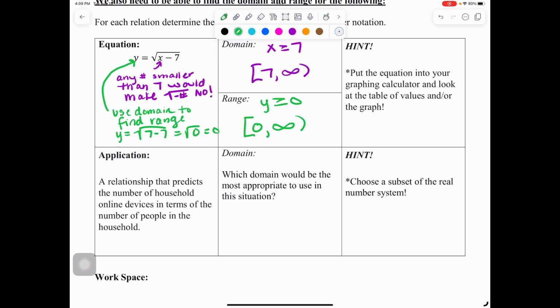Now, this can sometimes be challenging, especially when you run into equations that you don't truly understand the nature of. So the best hint that we can give is actually just to use your graphing calculator, and it'll tell you the answer. So let me show you how you can put this equation into your graphing calculator and look at the table of values or the graph to help you do this.